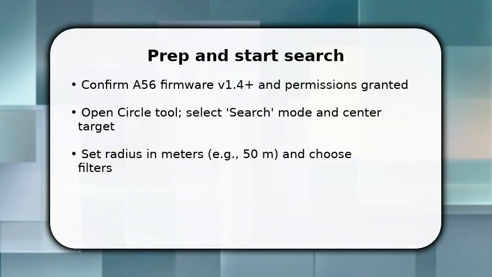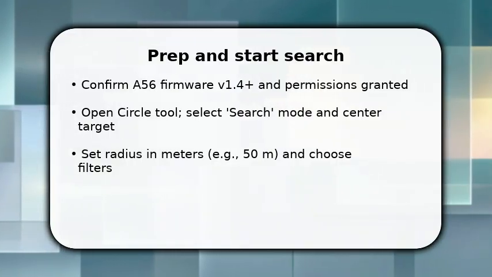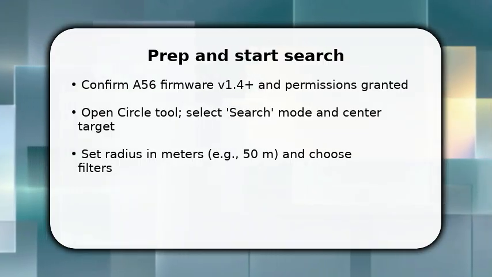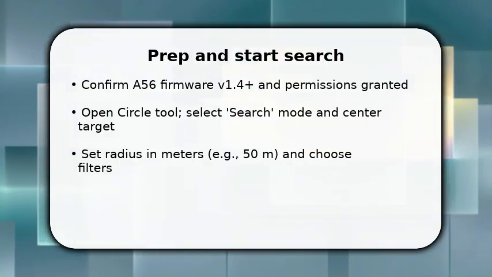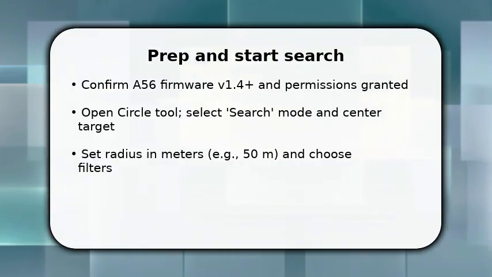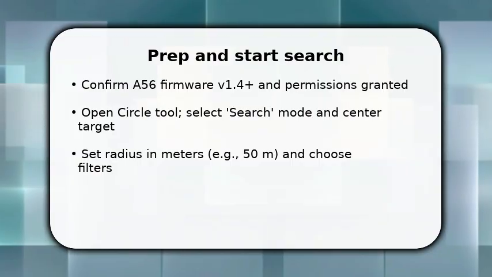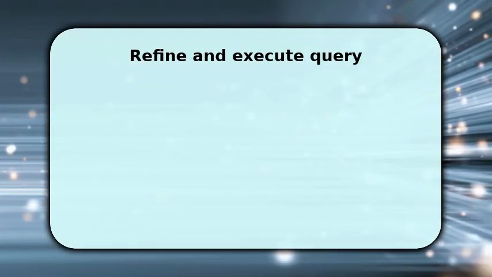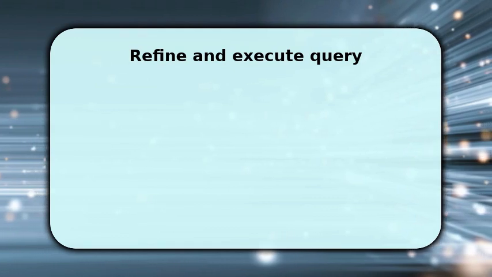Next, center the circle on the map where you want results. You can pan or enter coordinates. Then set the radius in meters and pick filters like type, date, or confidence. Doing this now narrows hits and speeds the process because Circle limits scope before querying the index, reducing noise and latency. Once the Circle and basic filters are set, refine the query to get usable results.